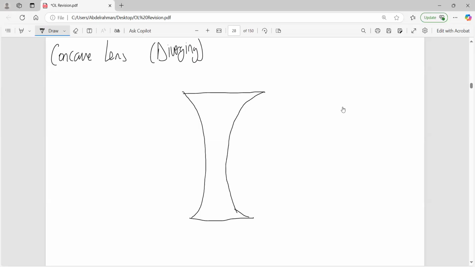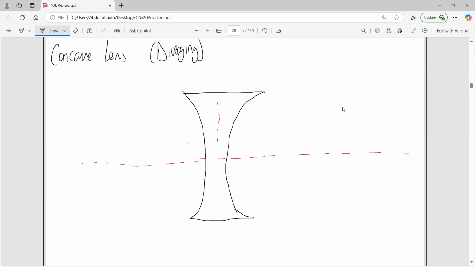Again, we have the principal axis moving through the center of this lens, and we can split up the lens into half this way. We have two focal points, the principal focuses on either side. Yes, we do have them.